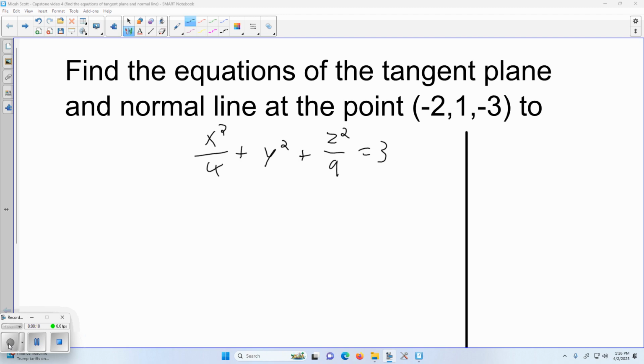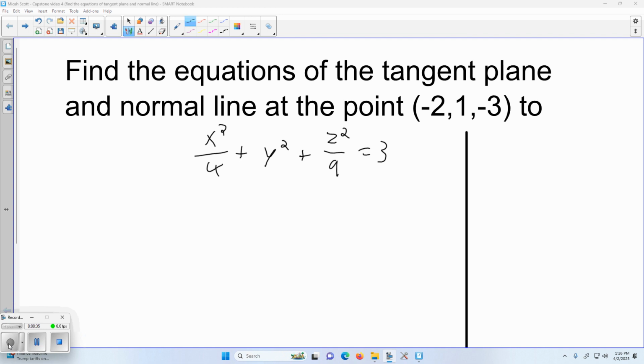Today we're going to be finding the equations of a tangent plane and a normal line at the point (-2, 1, -3) to the equation x squared over 4 plus y squared plus z squared over 9 equals 3. So the first step that we need to do is take partial derivatives with respect to each variable of this equation.